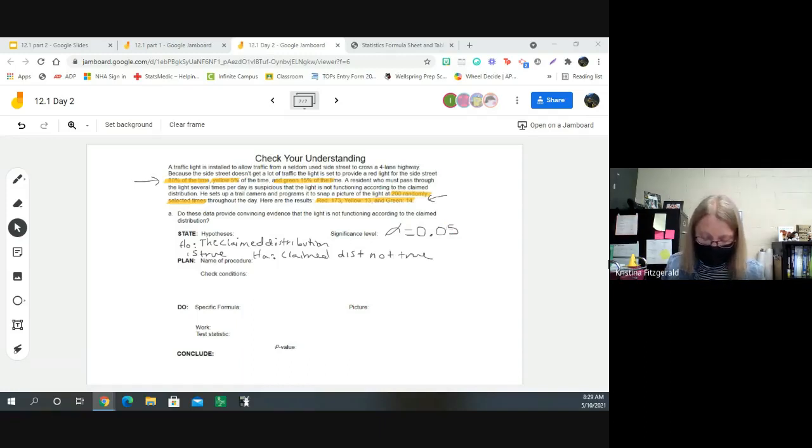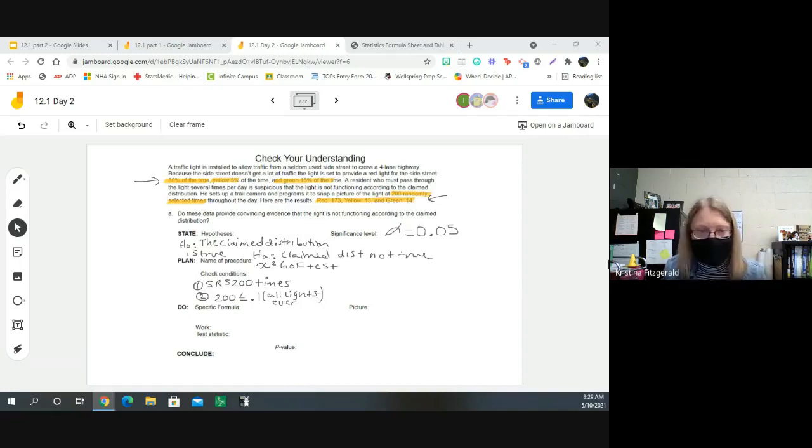Okay, the name of our procedure is going to be a chi-squared, and you can put GOF test, or you can write goodness of fit. In the stats world, with the little chi-squared symbol, it's just understood that GOF is goodness of fit. Then for our conditions, we just have to look. Do we have a random sample? Yes, we had a simple random sample of 200 times, so our random condition is good. And then we're going to assume 200 is less than 10% of all lights ever.